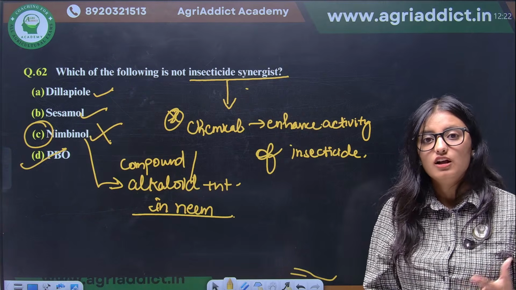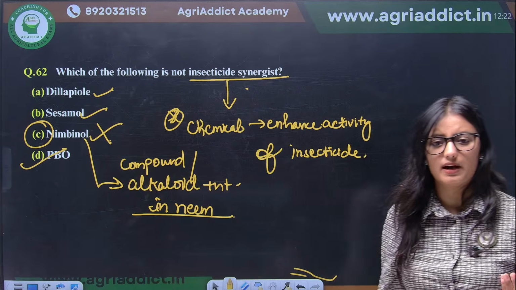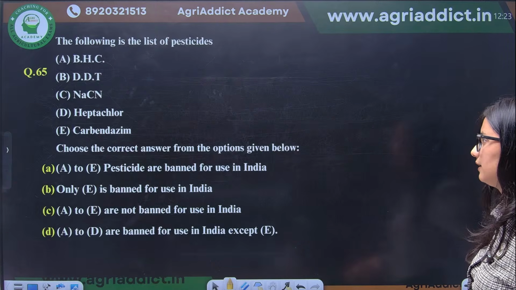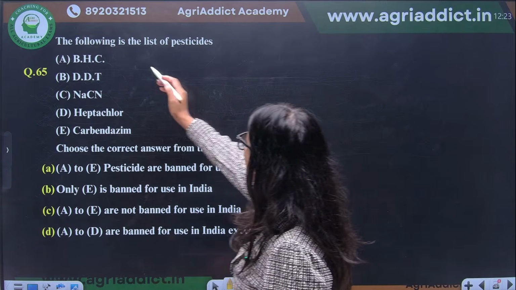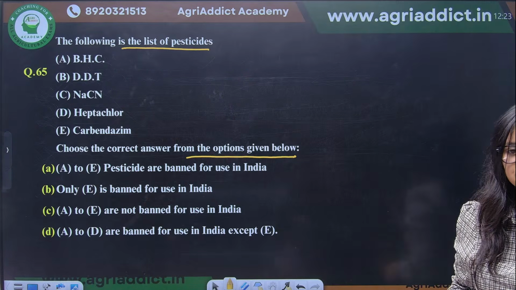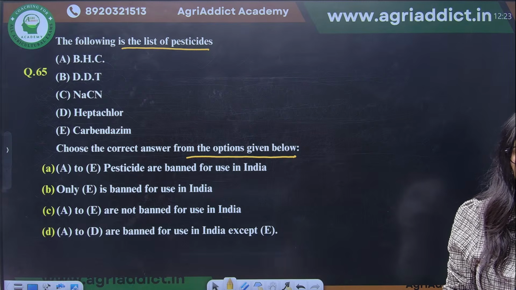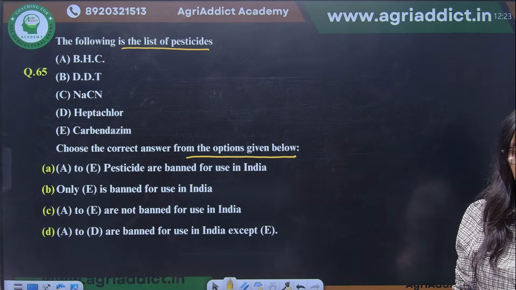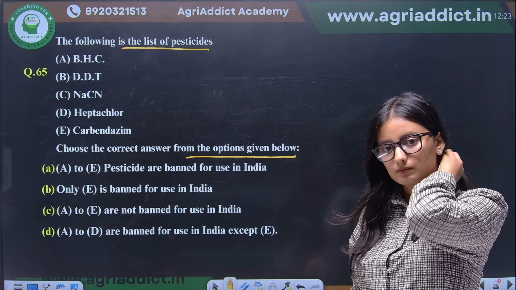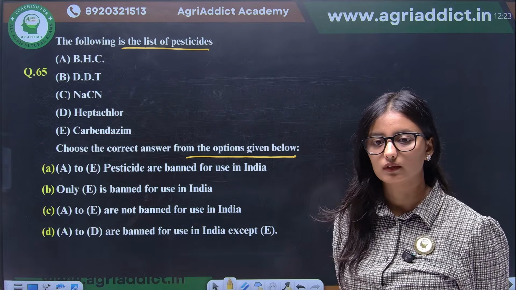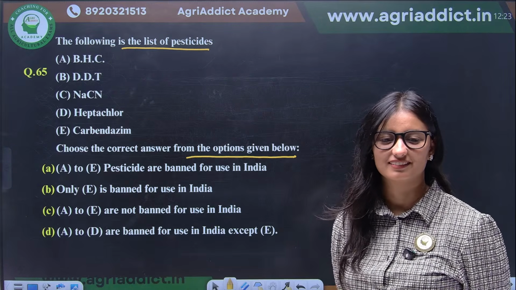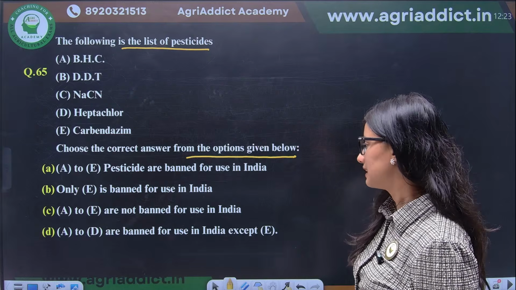Insecticide synergist क्या है, जो कि इंसेक्टिसाइड की एक्टिविटी को बढ़ाता है बट itself उसका इंसेक्टिसाइडल रोल नहीं है, that is insecticide synergist. Okay, the following is the list of pesticide है. Choose the correct answer. What is correct in this? Which option is correct here? Answer no. Anyone? B? Yes, B is B.